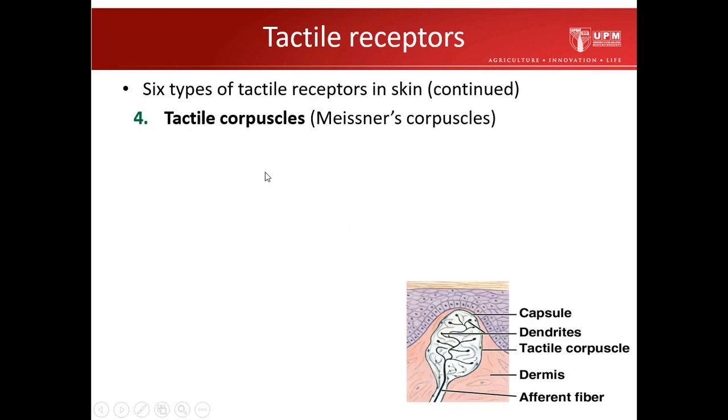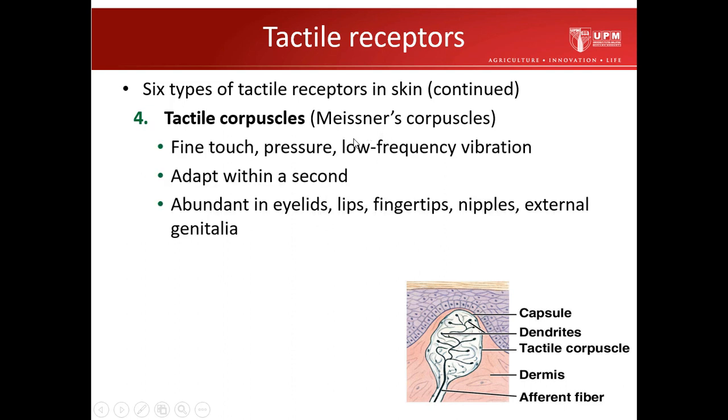Next is the tactile corpuscle, also known as the Meissner corpuscle. This type of receptor provides sensations of fine touch, pressure, and low frequency vibration.